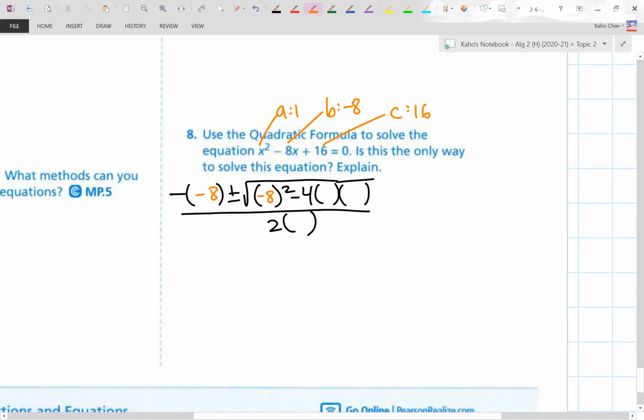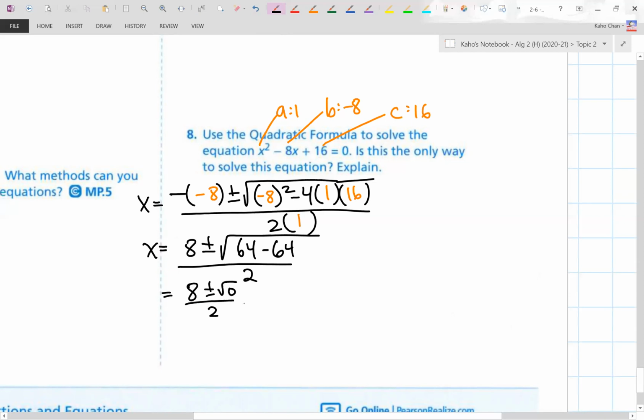I like to use the shell because it's easy to lose those negative signs very easily, and you can get the wrong answer. You just have to be careful. All right, here we go. Negative negative becomes a positive 8. Square root of negative 8 squared is 64 minus, negative 4 times 1 is negative 4 times 16 is negative 64. Interesting. 64 minus 64 is 0. Nice. 8 plus or minus the square root of 0 is still 0. This equals 8 over 2 plus or minus 0, or simply 4 is your answer.